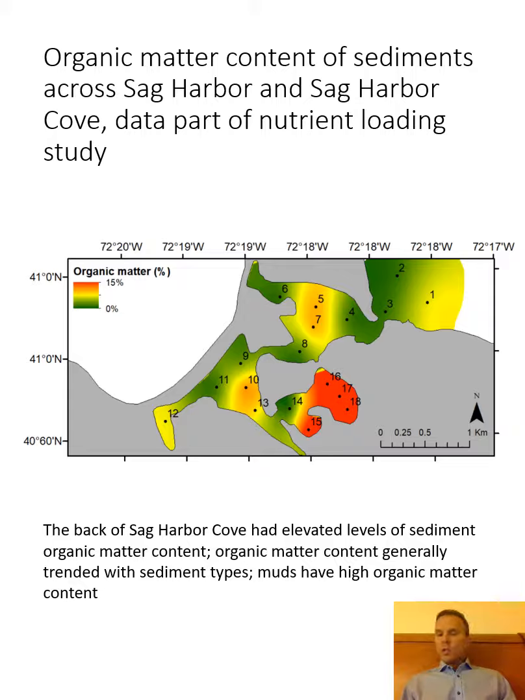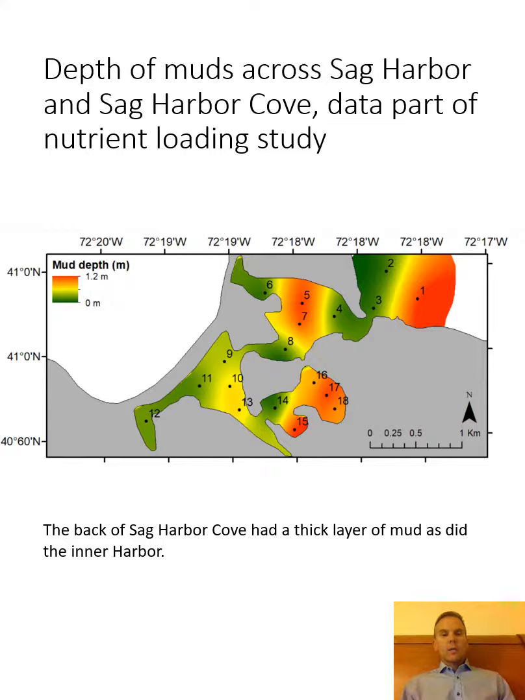Organic matter content generally trends with nutrient loading, nitrogen loading, and what we found is that the back of Sag Harbor Cove had not only muds, but muds that were highly enriched in organic matter, with a few pockets of high organic matter sediments in other places as well. And then finally, we also measured the depth of muds in different locations, and again, that back part of the cove had very deep muds, almost a meter thick, with similar amounts in this region here, also out within the harbor.